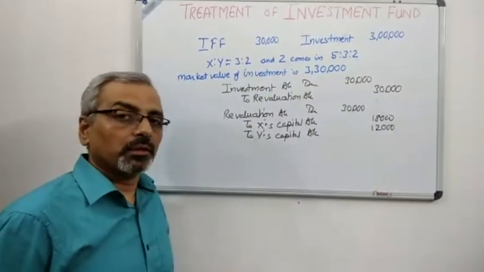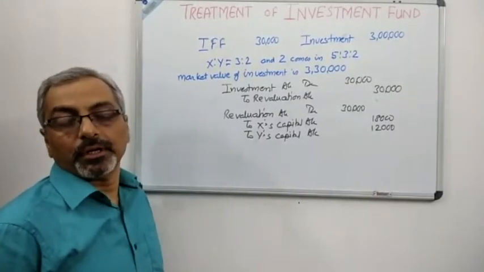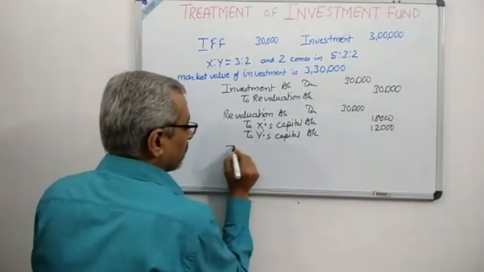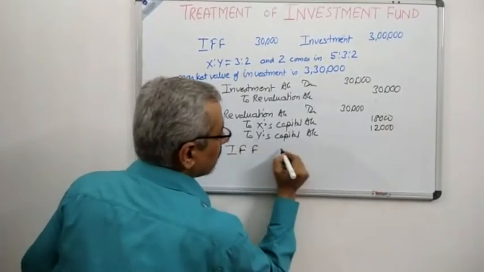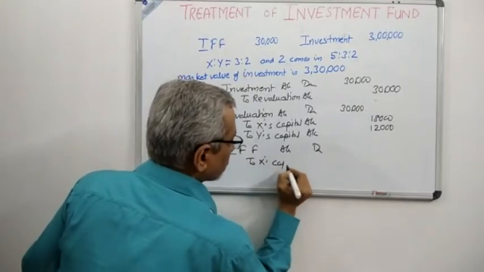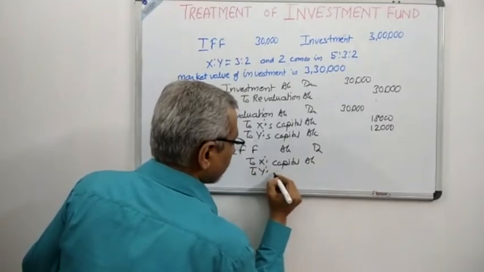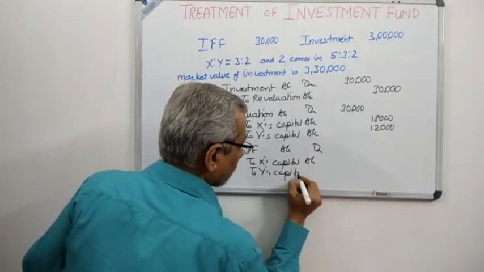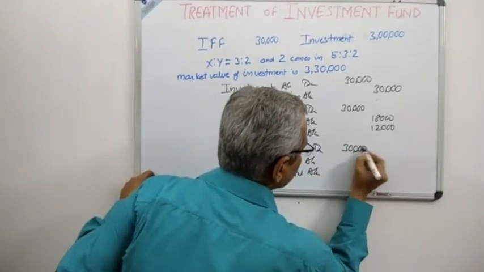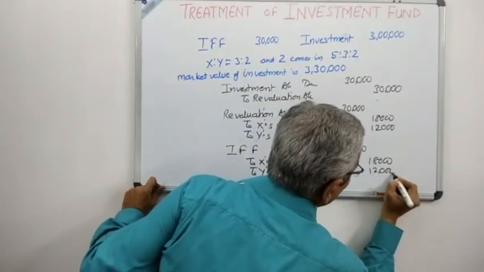Now, there's another thing which is there in the liability side of the balance sheet, investment fluctuation fund, which is not being treated, but it has to be treated when the admission has taken place. Now, the next entry over here will be investment fluctuation fund account debit to X's capital, to Y's capital. And the investment fluctuation fund is also 30,000. Therefore, the treatment will be similar to the above treatment.